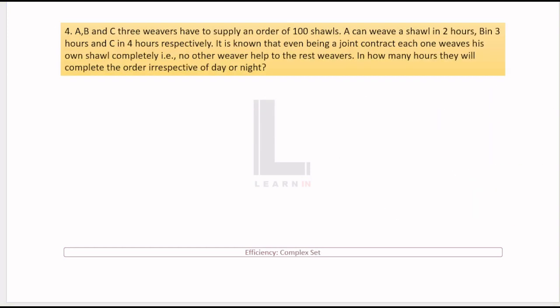Now let us look at this question. What would have happened had we used the simple method here? So how do we first interpret this question? We would do it first with the method that is required here. Now 2 hours, 3 hours, and 4 hours. We have efficiencies A is to B is to C as 1 upon 2 is to 1 upon 3 is to 1 upon 4. That is why they are making one shawl in these times. So we have one work of making one shawl.